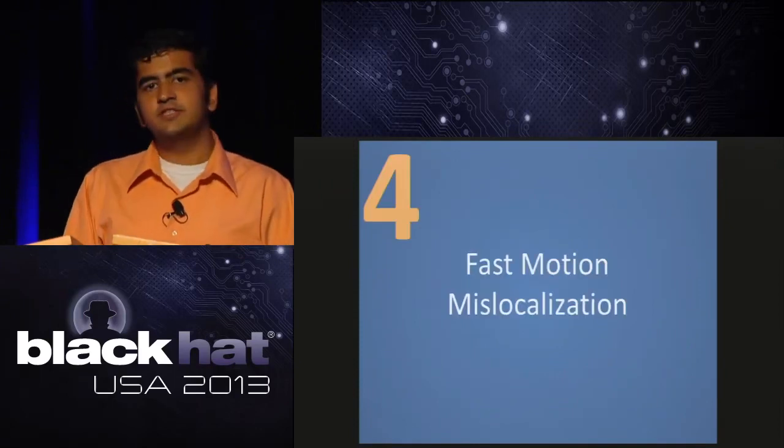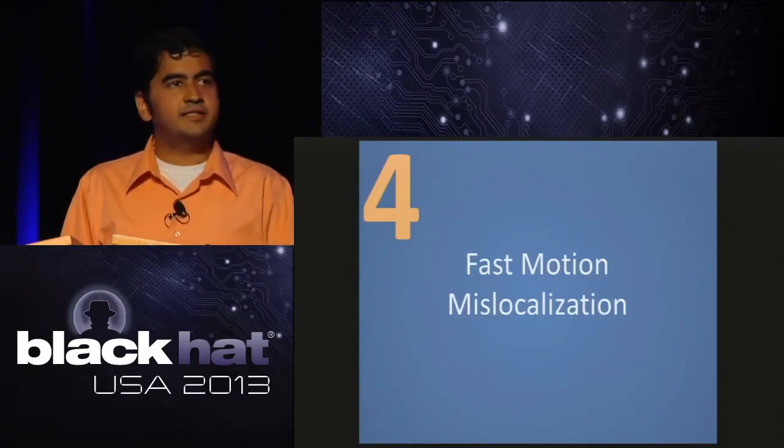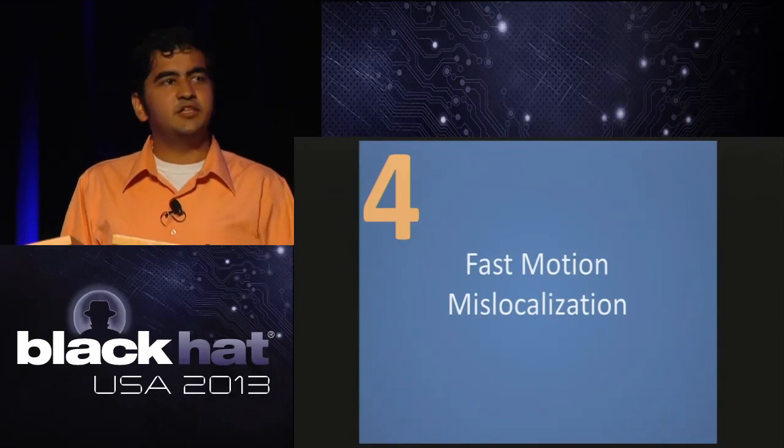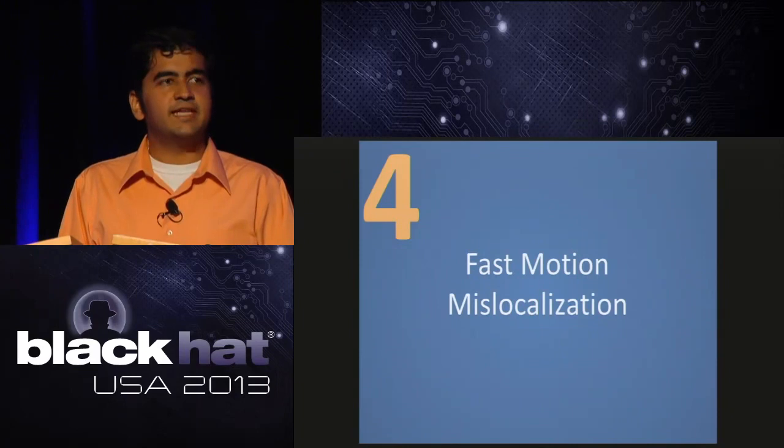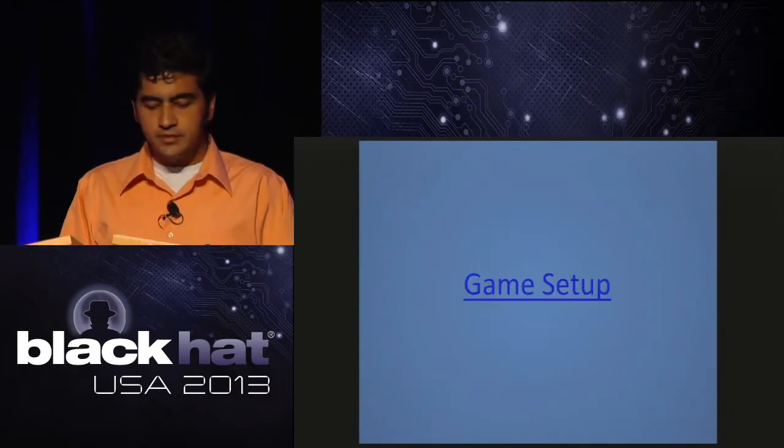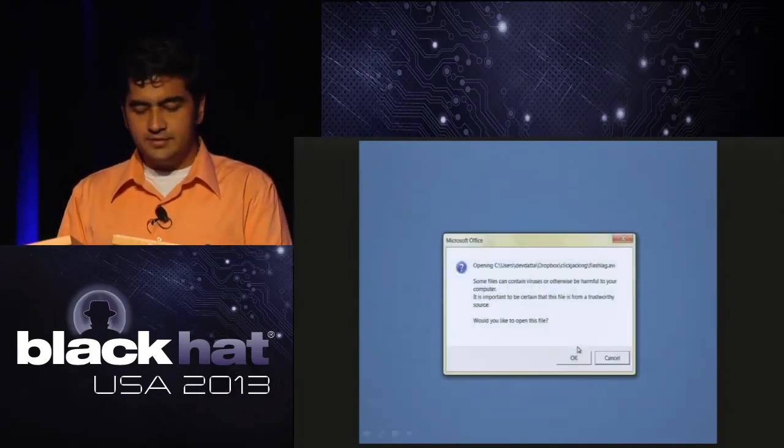the fourth attack we use is this fast motion mislocalization attack, which is based on the limitation of humans to not be able to really figure out the exact location of a moving object. So again, the game setup.